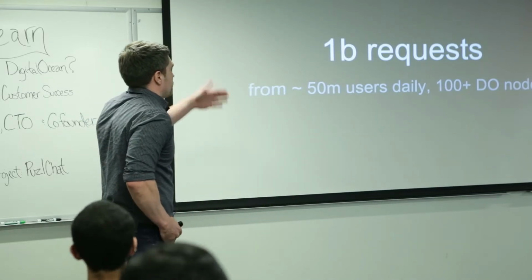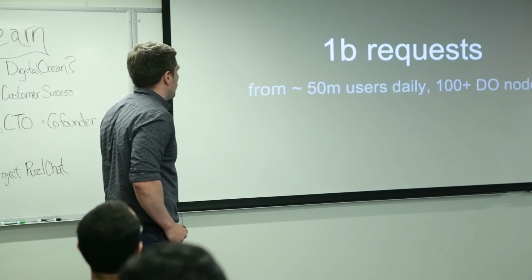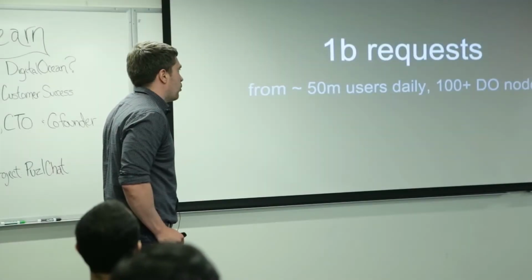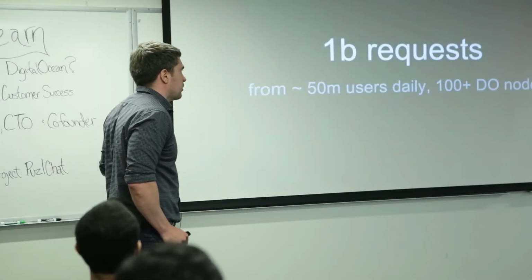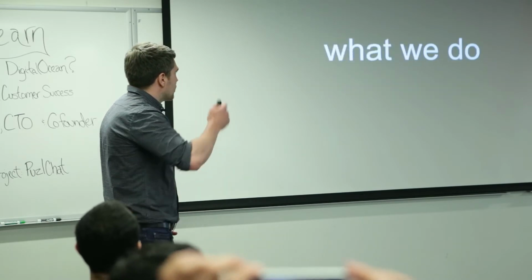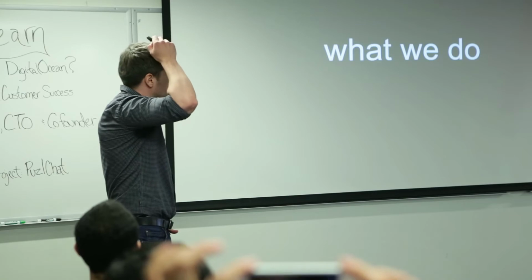So we process 1 billion requests per day. What we do is gather some data from like 50 million users daily. We have about 100 DigitalOcean nodes, droplets. Okay. So what kind of business do we do?